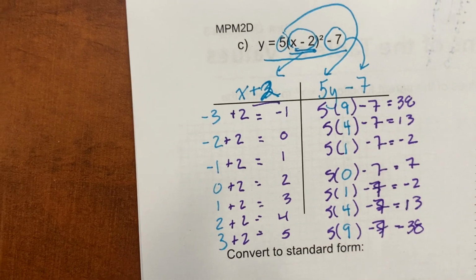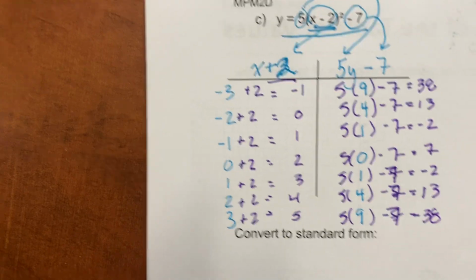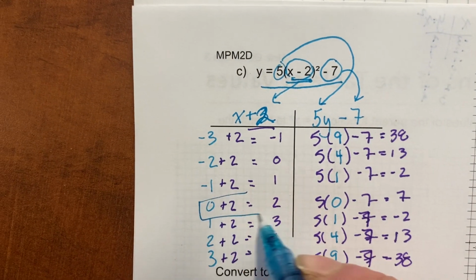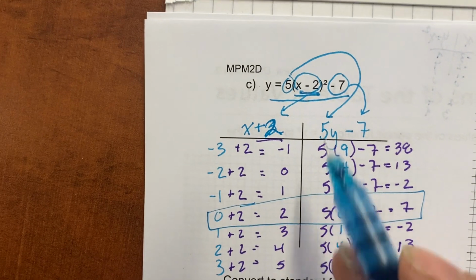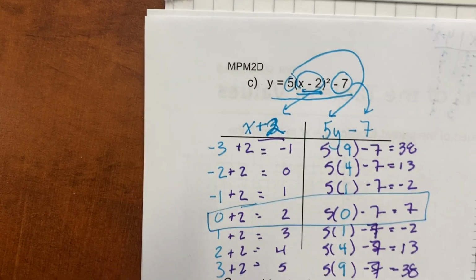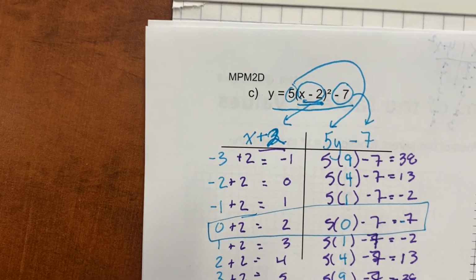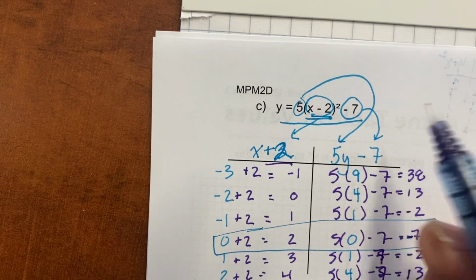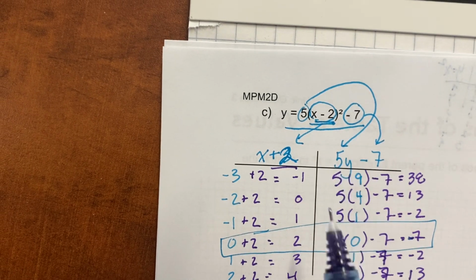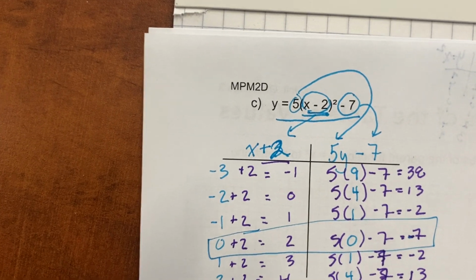I do a quick double check at this point, and I look to see where my vertex is. I know my vertex is at positive 2, negative 7, so I look here real quick, and I make sure at positive 2, 5 times 0 minus 7 is negative 7. There we go, fixed. And I caught that mistake because I looked up here, and I knew my vertex would be at positive 2, negative 7. That's how I do it.